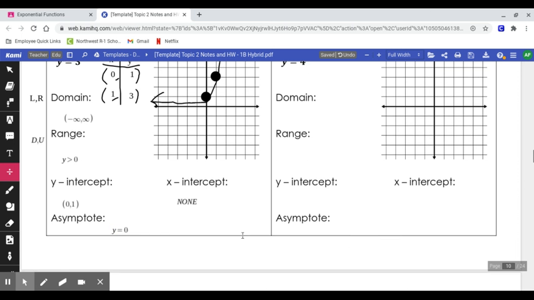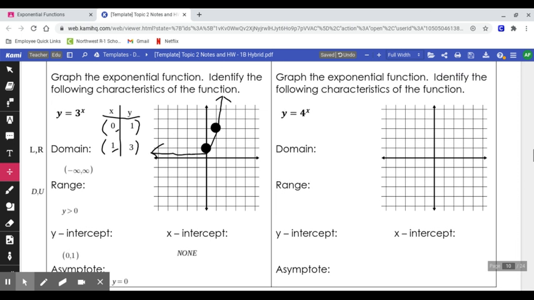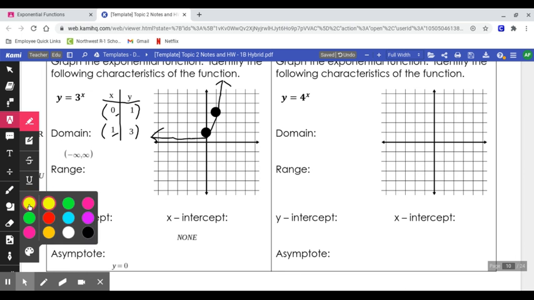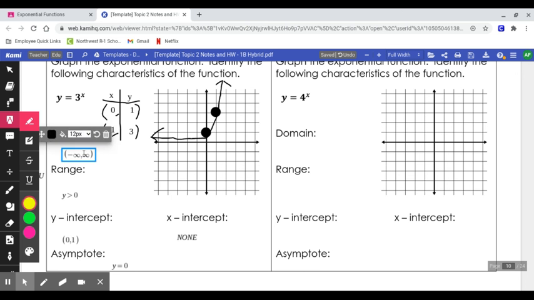Okay, I know this seems like a lot, especially with the vocab, but a lot of these will repeat every single time. So I'm going to highlight the ones that repeat every time, meaning your domain is always the same. It's always negative infinity to positive infinity. Your range is always the same. Y is greater than 0.